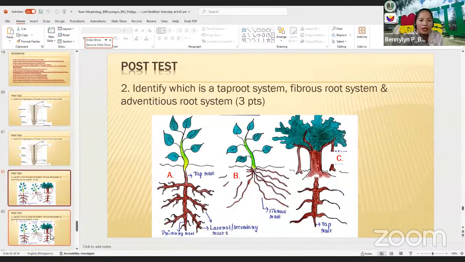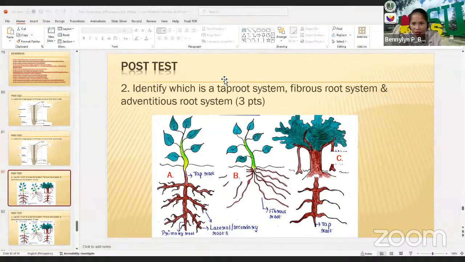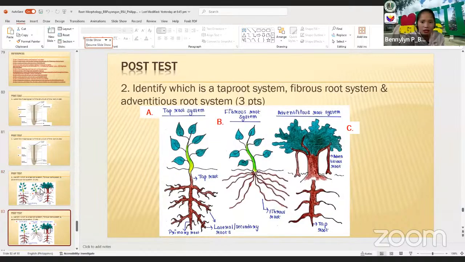Moving on, how about this one? Identify which is a taproot system, fibrous root system, and adventitious root system. A, B, C, kindly label this one. Participants, are you with me? Okay, so they may be taking a break. So just to show you this one, letter A is the taproot system, letter B is the fibrous, C is the adventitious root system.